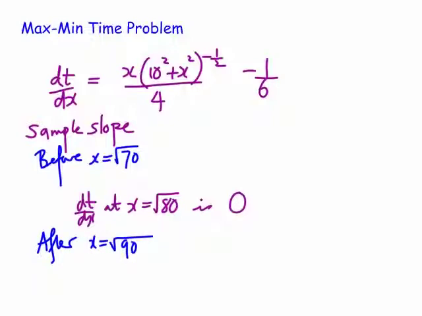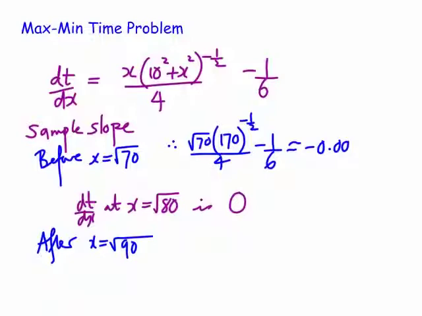Now what would you do? You'd put this expression into the derivative. So for the square root of 70, the 100 plus x squared becomes 170, so it'll be 170 to the negative a half all over 4 minus 1/6, and on the calculator that works out to be roughly negative 0.006. So it's negative before. Let's look a little bit after. We know it's 0 at root 80, so let's have a look at root 90.